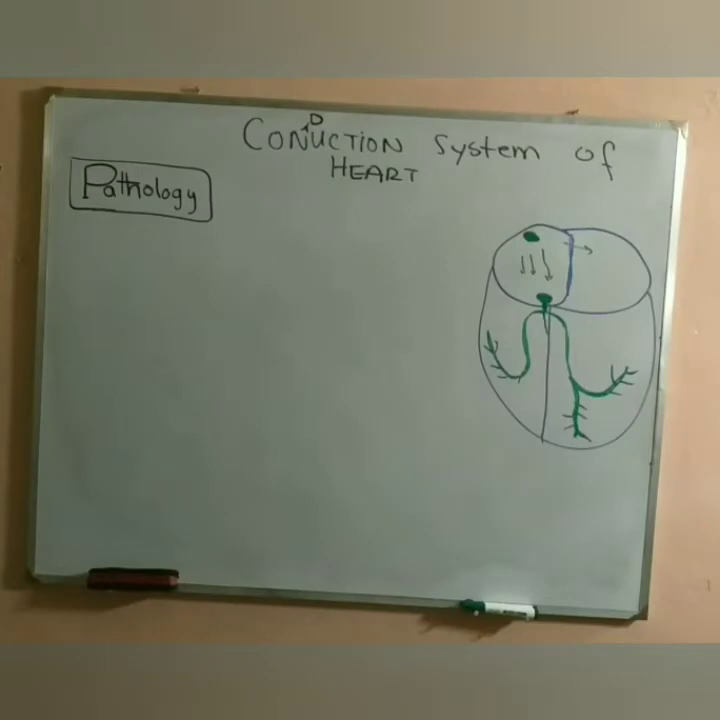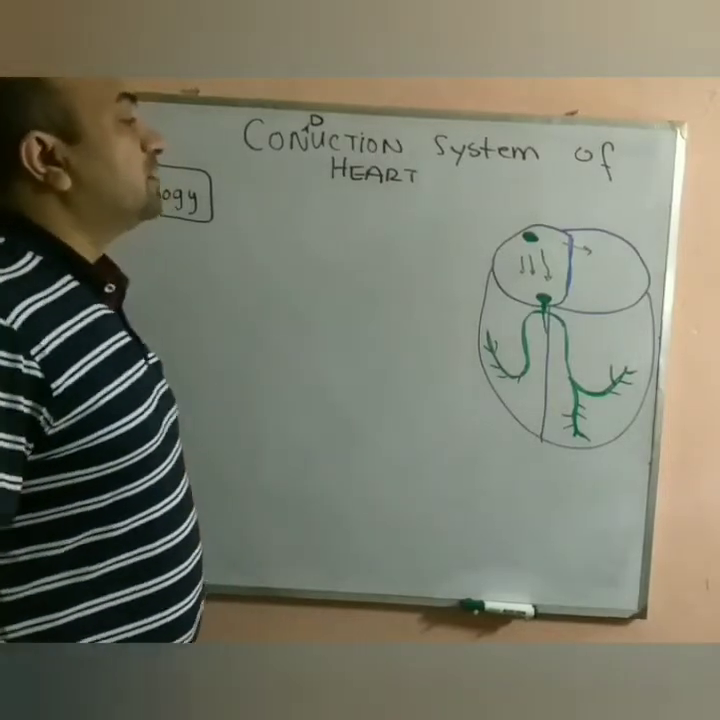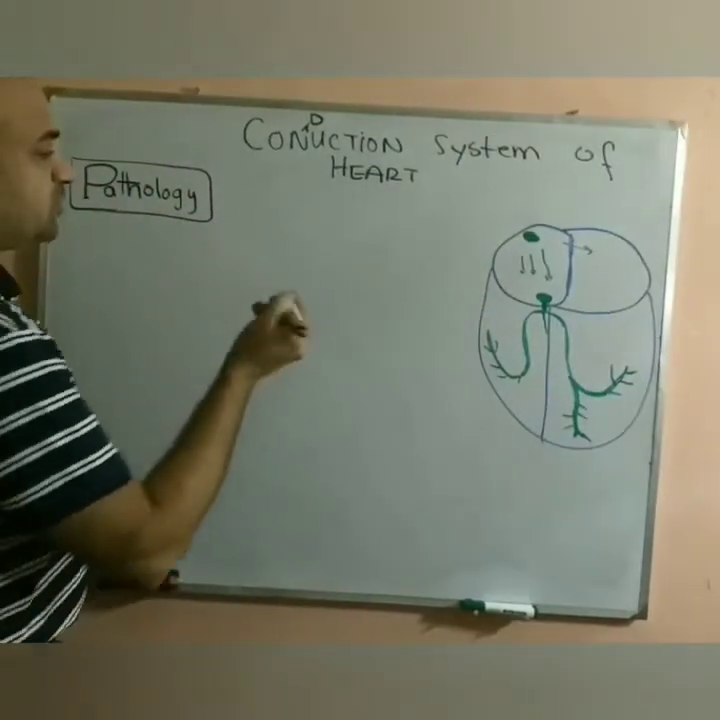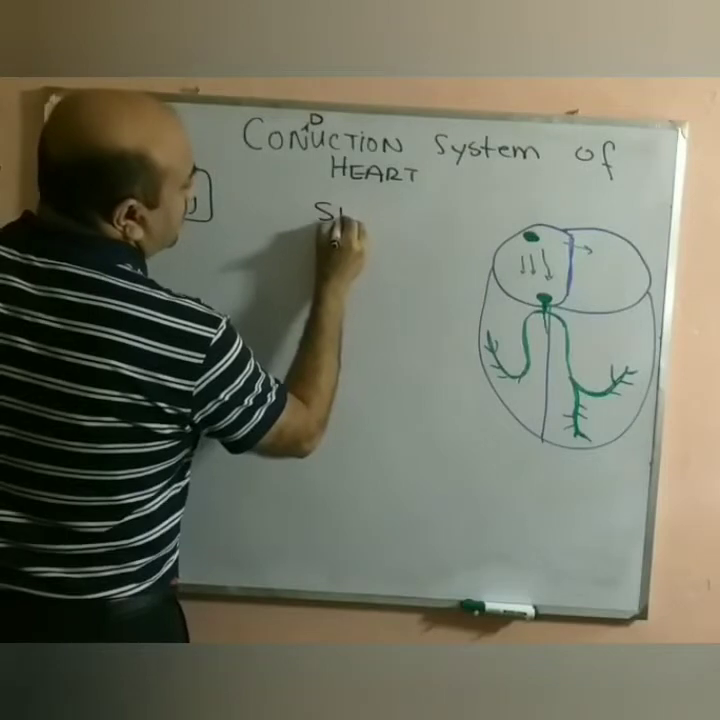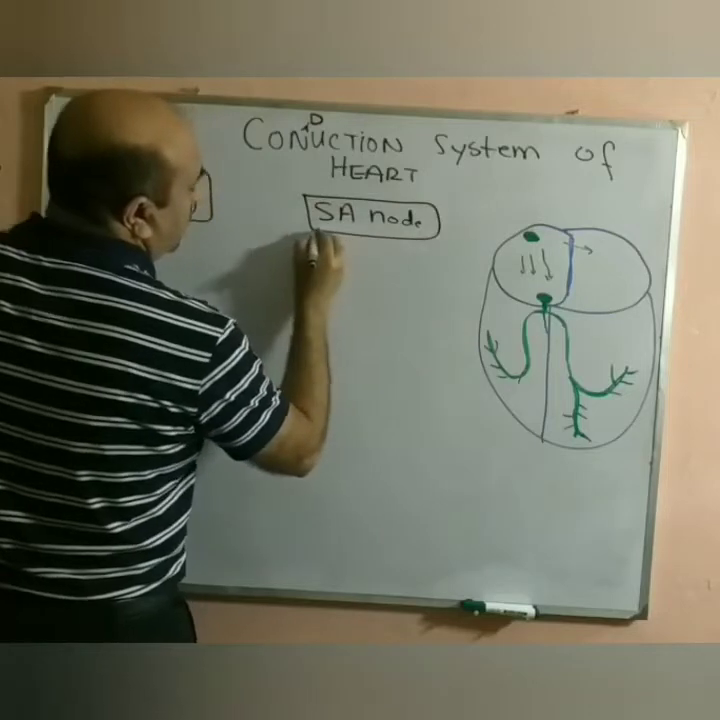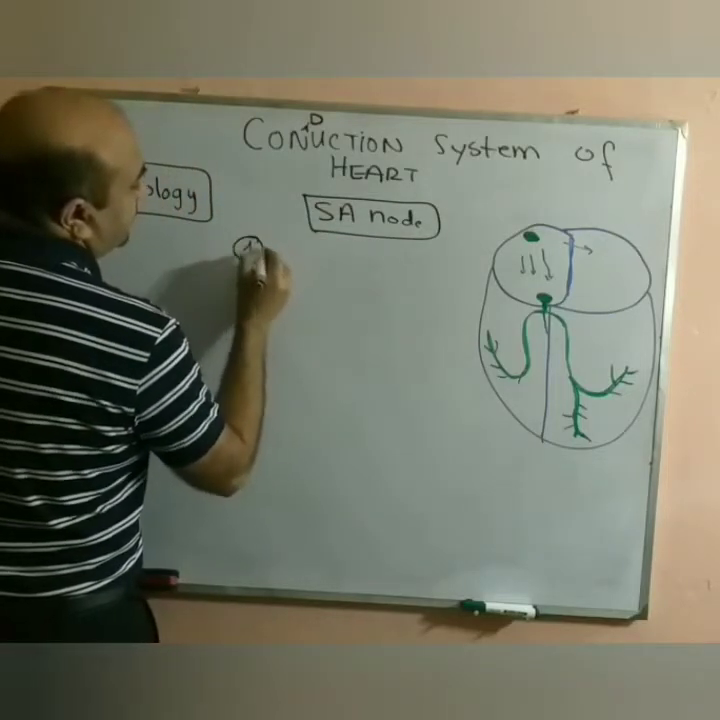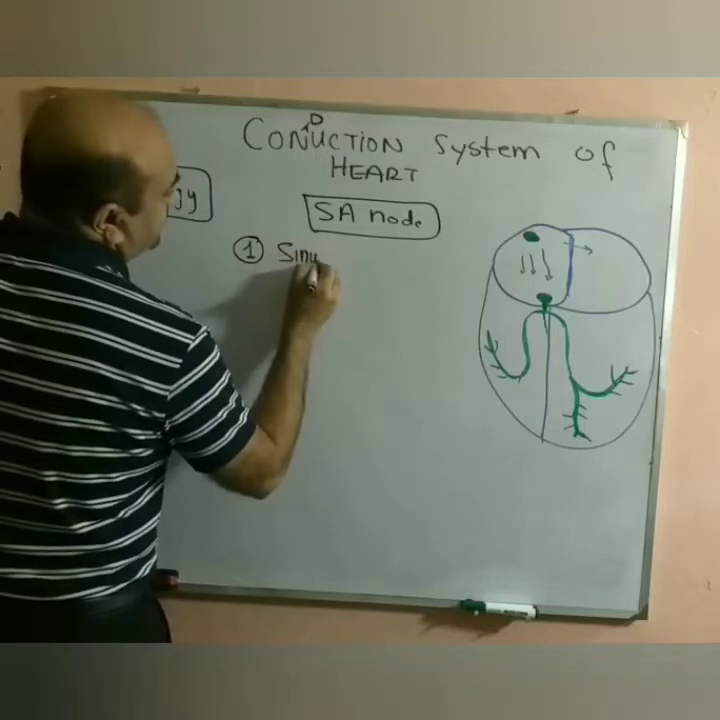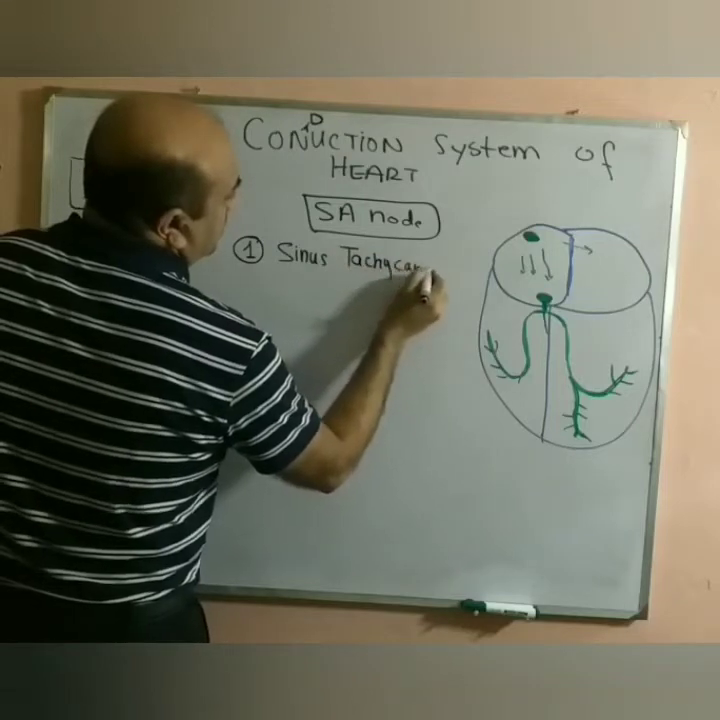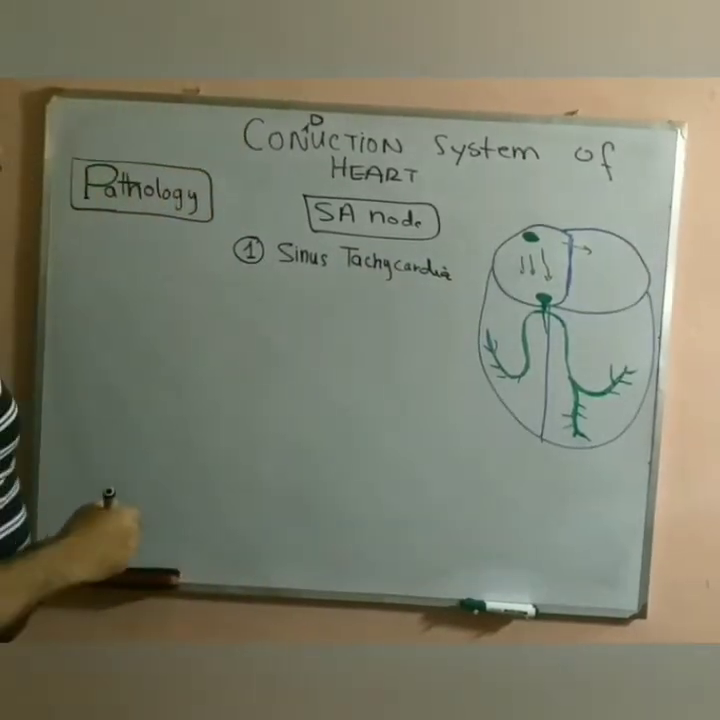So let's talk about the pathological conditions associated with the conduction system of the heart, starting from the SA node. There are certain conditions associated with the SA node. SA node pathologies are: number 1, sinus tachycardia. Sinus tachycardia occurs in cases of anxiety, fear, fever, adrenaline rush, and hyperthyroidism.